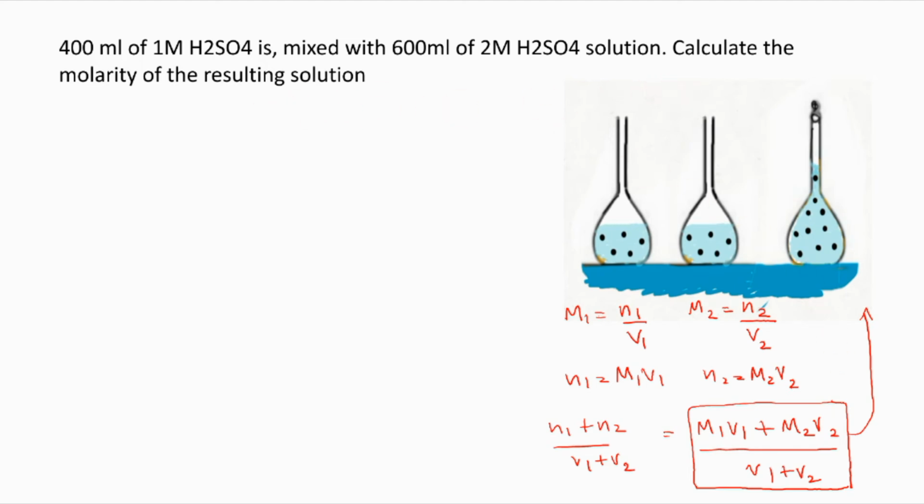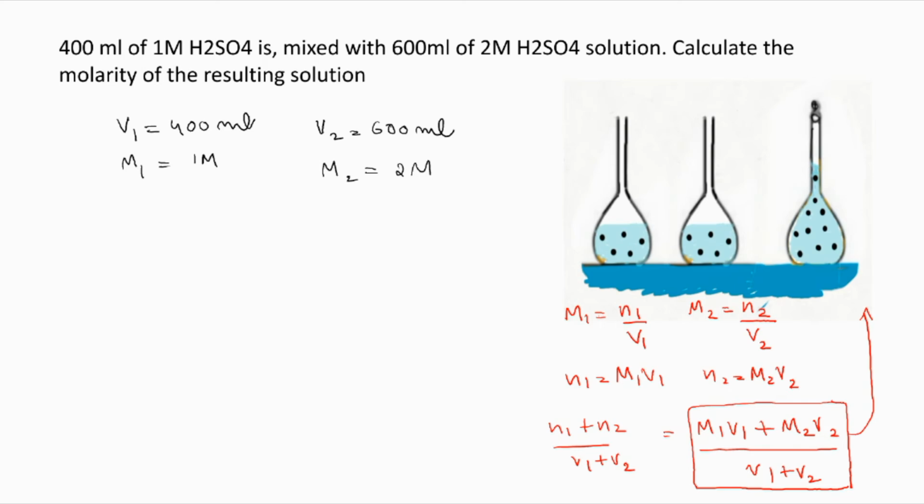Let's do that. 400 ml of 1 molar H2SO4 solution. Let it be V1. V1 is equal to 400 ml, and molarity will be M1, that will be equal to 1 molar. That is mixed with 600 ml of 2 molar H2SO4 solution. So V2 will be equal to 600 ml. What will be M2? M2 will be equal to 2 molar. Calculate the molarity of the resulting solution.